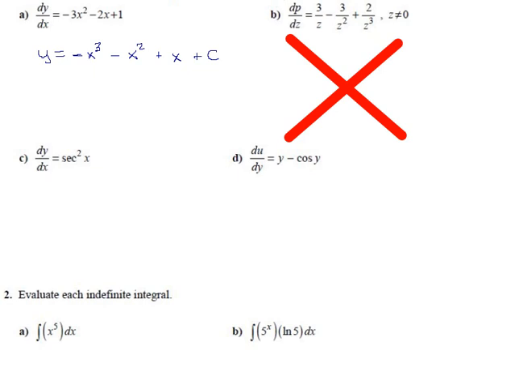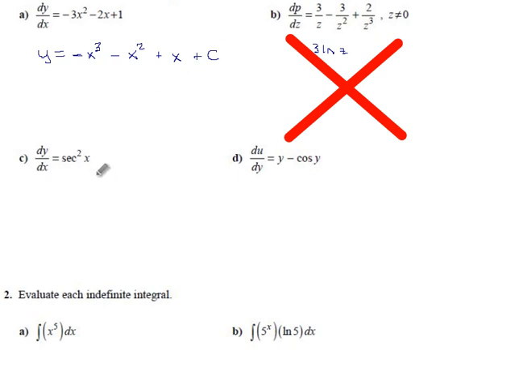b we cannot do, because we haven't discussed the antiderivative of a variable to the minus 1 power. It turns out the antiderivative of that is 3 times natural log z, but because we haven't discussed that, I'm just going to skip over that one.